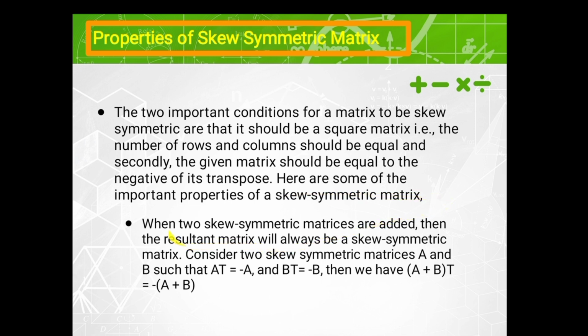Here are some of the important properties of a skew symmetric matrix. When two skew symmetric matrices are added, the resultant matrix will be a skew symmetric matrix. See, if A is a skew symmetric matrix and B is a skew symmetric matrix, and we add A and B and get a matrix called C, then definitely the matrix C will be a skew symmetric matrix. This is the first property. Consider two skew symmetric matrices A and B such that A transpose is equal to minus A, and B transpose is equal to minus B. Then we have (A plus B) whole transpose is equal to minus (A plus B).